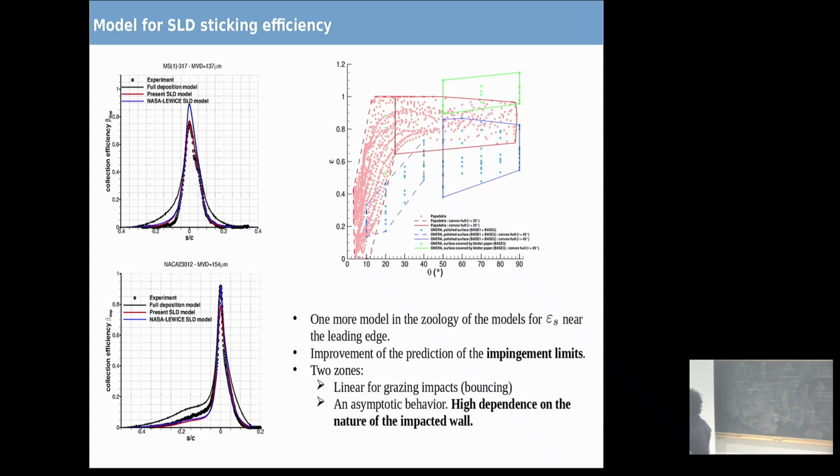The impingement limit is quite accurately taken into account. That is to say, the grazing impact with bouncing is not that bad. And once again, near this point here, it depends a lot on the nature of the impacted wall. What we observe for the blotter paper is the same thing as for a clean wall or an accreted one.